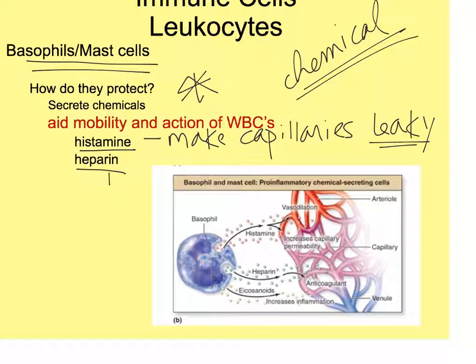If we look here, here's what basophils and mast cells do. Here's the basophil. It's releasing histamine and heparin. So it's making the capillaries more permeable so fluid can leave. And the heparin serves as an anticoagulant to keep the blood flowing around the site of the wound. The eicosanoids are a type of cytokine, and they will increase inflammation.